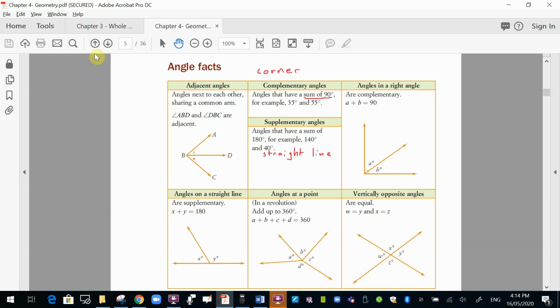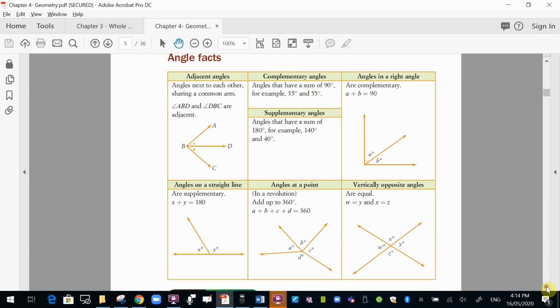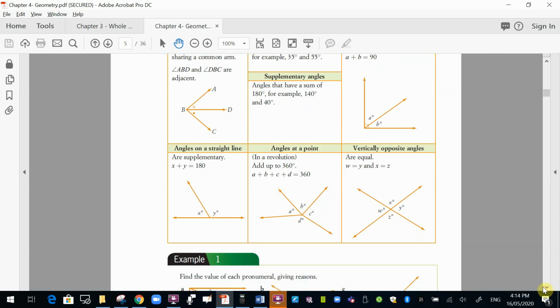Okay, there's an example, straight line example, angles at a point, total 360. And vertically opposite angles are equal. So X is equal to Z, W is equal to Y.